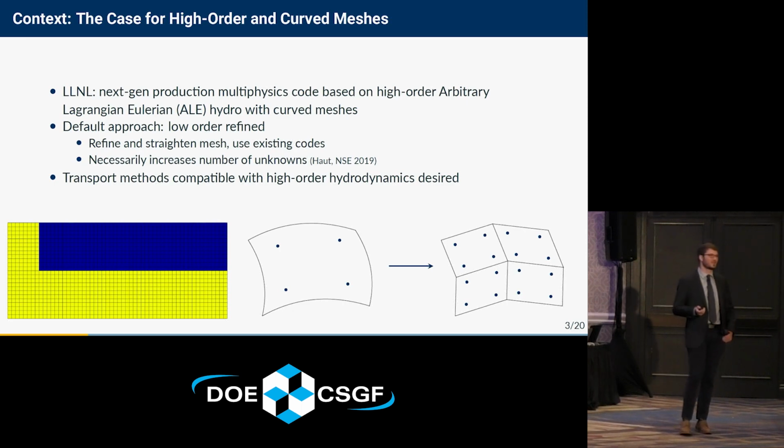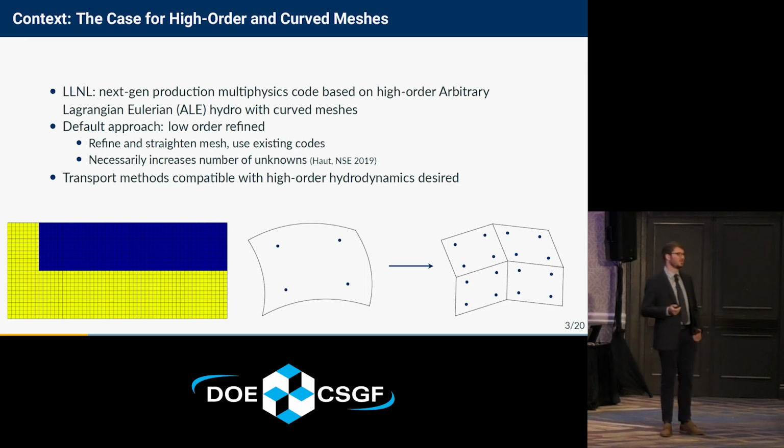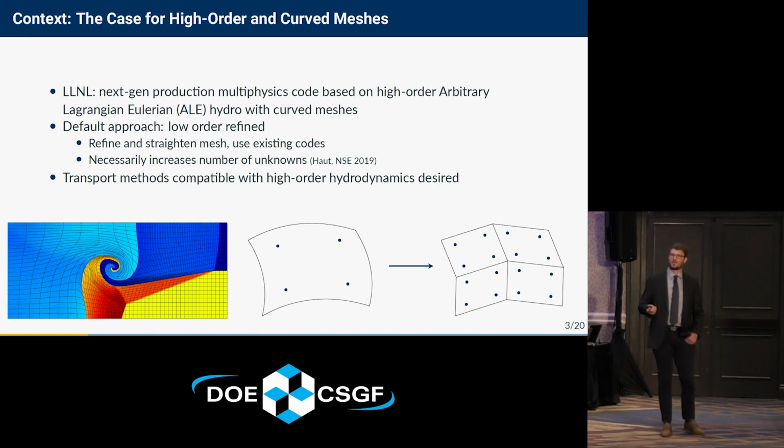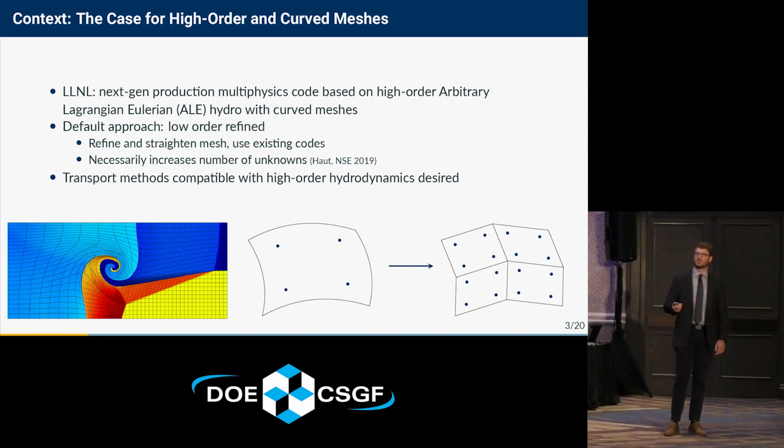For some context, we're interested in high-order methods on curved meshes. This is because Lawrence Livermore's next generation code to model the National Ignition Facility is based around these techniques. At the bottom, I'm showing a high-order Lagrangian simulation where the mesh deforms with the materials. As the materials deform, the mesh moves with it, and we end up with these distorted interfaces. The goal is to be able to solve thermal radiative transfer on a mesh like this.